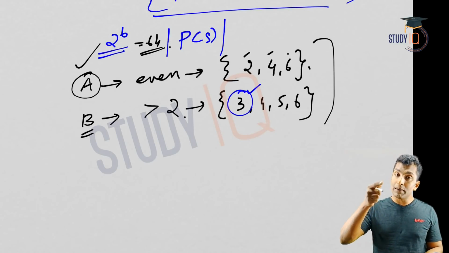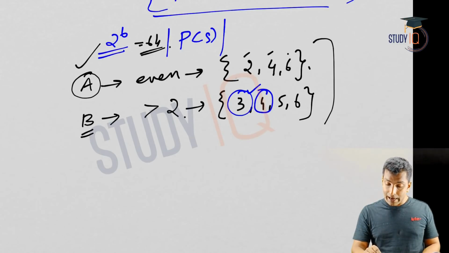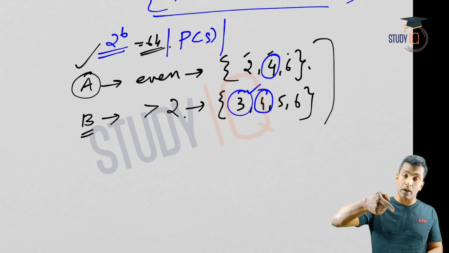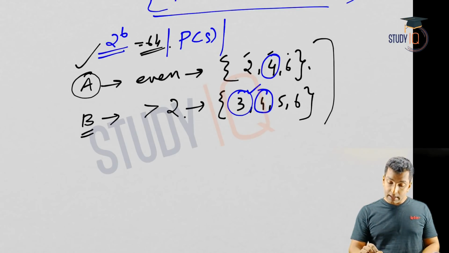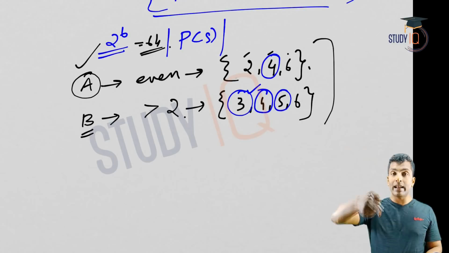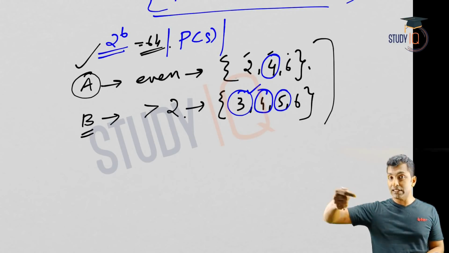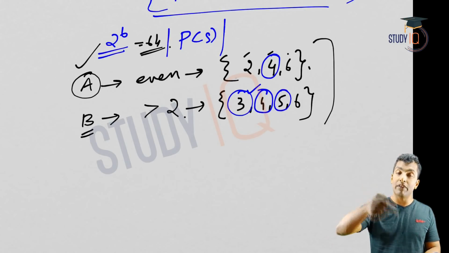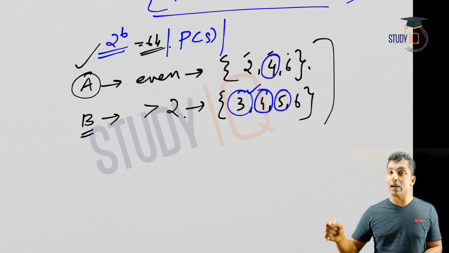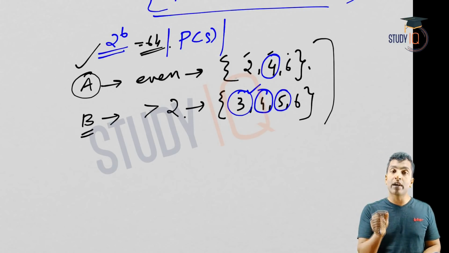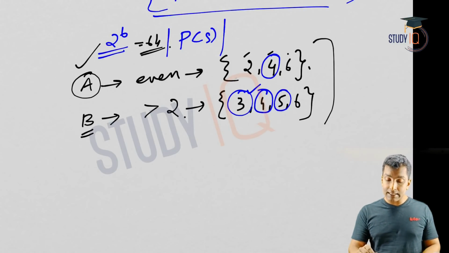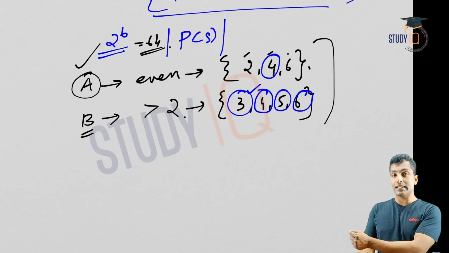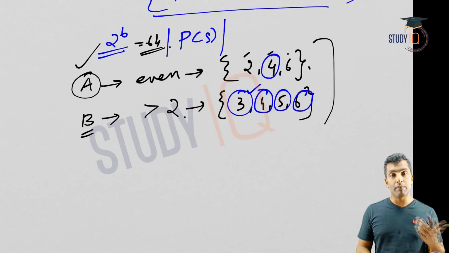If you get outcome 4, 4 is there here also and here also. So I'll say event B occurred and event A occurred. Both events A and B occurred. Similarly, if you get 5, 5 is not in A, 5 is there in B. So if 5 is the outcome, I'll say event B occurred but not A. Similarly, if 6 is the outcome, 6 is an elementary event favorable to A and B. So I'll say event A and event B occurred.